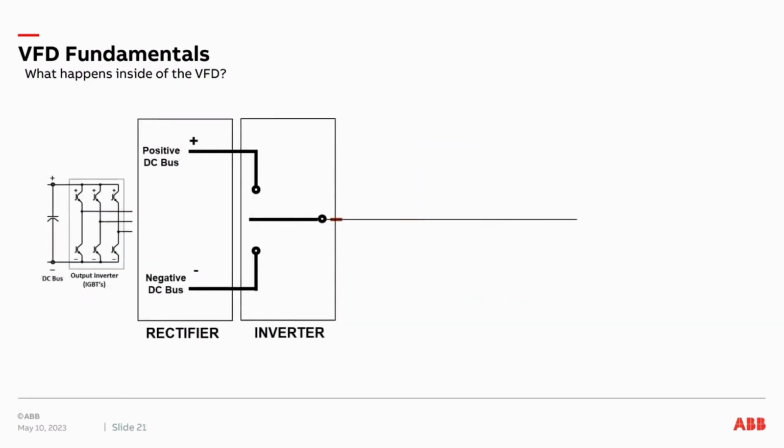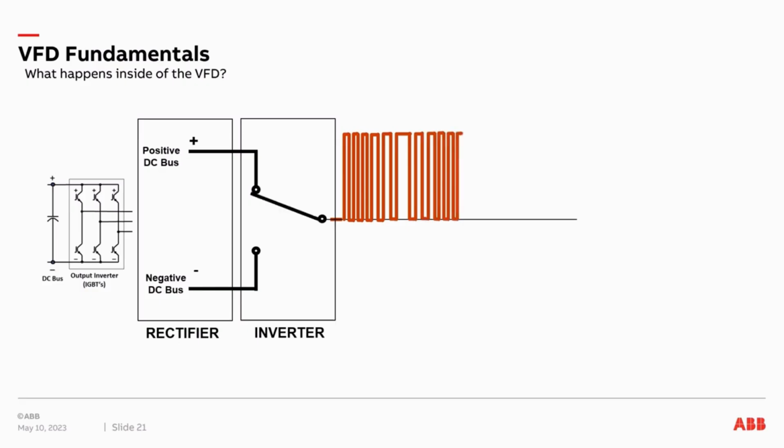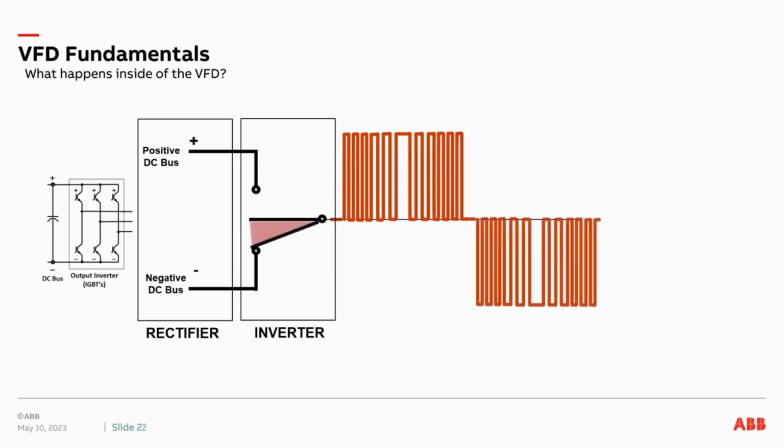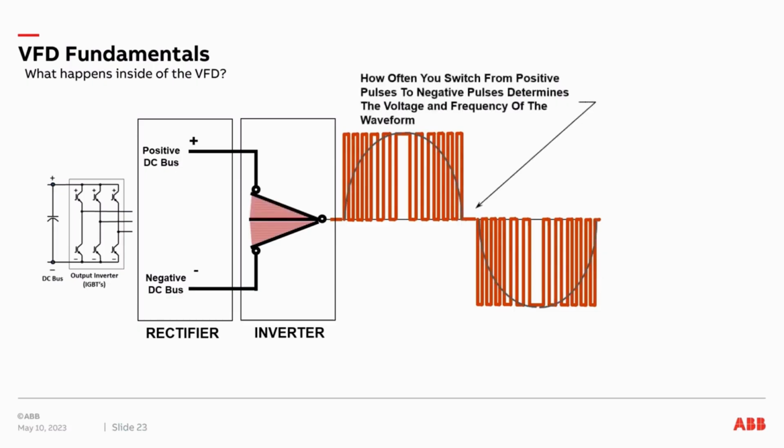Looking at the output, we have our DC bus with a positive and negative side, and we're going to turn on and off using the IGBTs. As we turn on and off, we will stay on longer. To do this, we're creating more voltage to the motor. And by how often we do this, from positive to negative, we create a new frequency. So we do our pulse width modulation on the positive side, and we do it on the negative side, and what we have now is a new voltage and frequency for the motor. We do this in each phase. So how often you switch from positive pulses to negative pulses determines the voltage and frequency of the waveform.